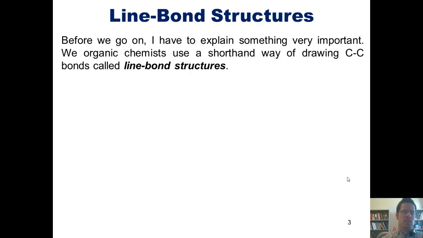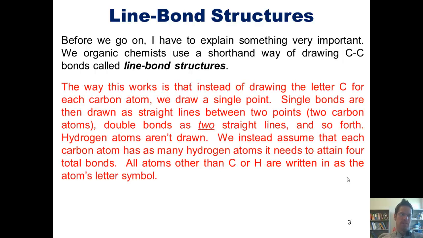We organic chemists use a shorthand way of drawing carbon-carbon bonds called line bond structures. The way this works is that instead of drawing the letter C for every single carbon atom, we instead draw a single point. Single bonds are then drawn as straight lines between 2 points, which are 2 carbon atoms. Double bonds are drawn as 2 straight lines, and so forth. Hydrogen atoms are not drawn.